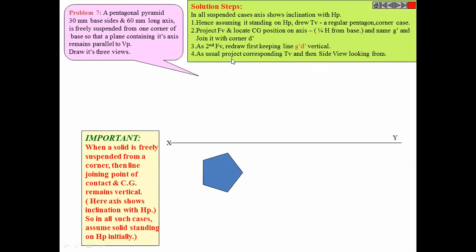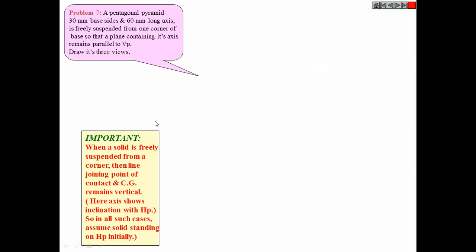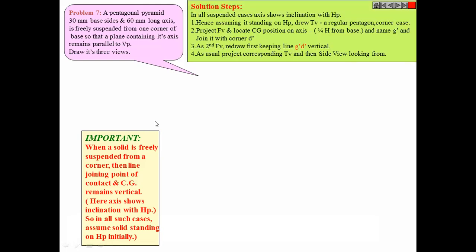Now, what is the problem? A pentagonal pyramid of 30 mm base side and 60 mm long axis is freely suspended from one corner of the base so that a plane containing its axis remains parallel to VP. Draw its three views.